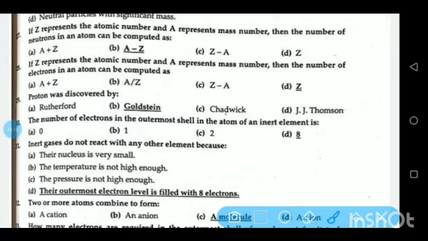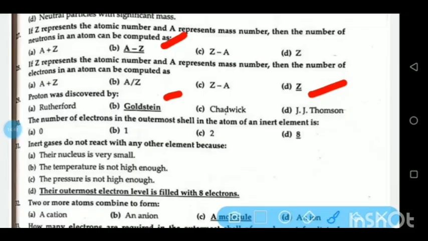If Z represents the atomic number and A represents mass number, then the number of neutrons in an atom can be computed as A minus Z. If Z represents the atomic number and A represents mass number, then the number of electrons in an atom can be computed as Z. Proton was discovered by Goldstein.